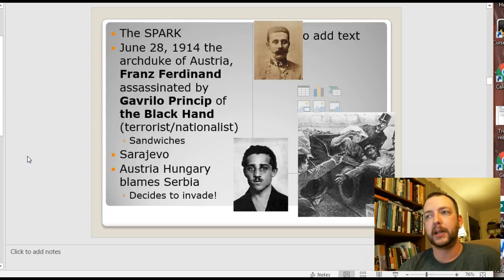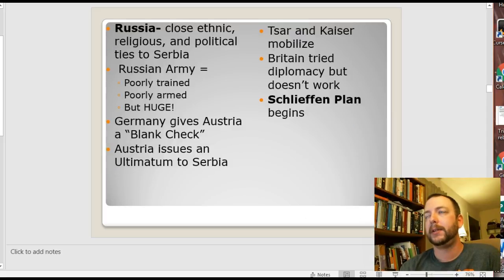So what happens here is that Austria-Hungary ends up blaming Serbia for the whole thing, and after this sort of long, complicated situation, invades Serbia a little while later. Even though the Serbs didn't necessarily approve of this organization, the Black Hand, they were blamed in general for it. So what happens is that Russia has close ethnic, religious, and political ties to Serbia. They are allied with Serbia.